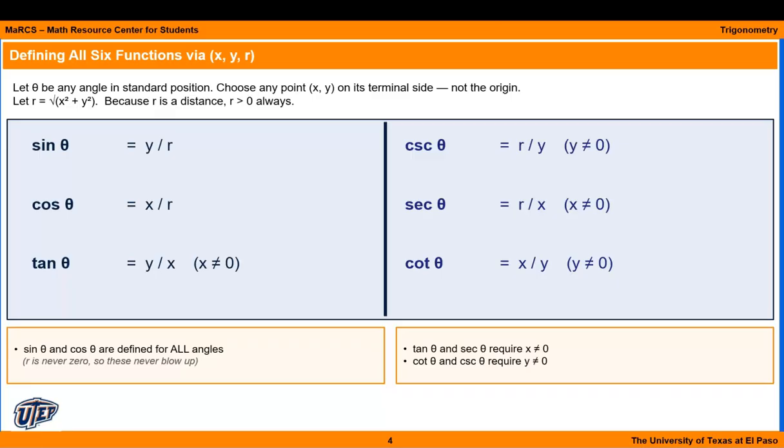A very important observation here is that r is always positive because it represents a distance. That means the sign of each trig function depends only on the signs of x and y. Also notice that sine and cosine are defined for all angles, while tangent and secant require x not equal to 0, and cotangent and cosecant require y not equal to 0.